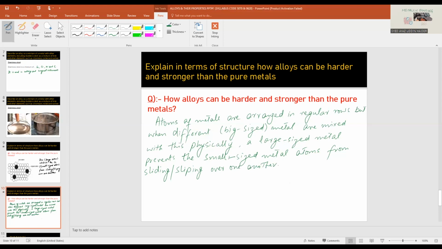Usually a small amount of large metal is added. This results in stronger, harder alloys, and is less likely to be distorted out of shape.